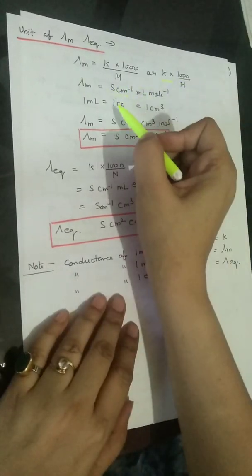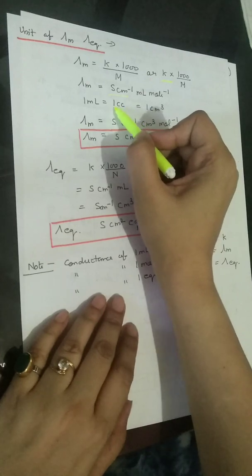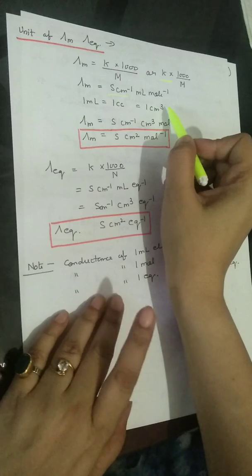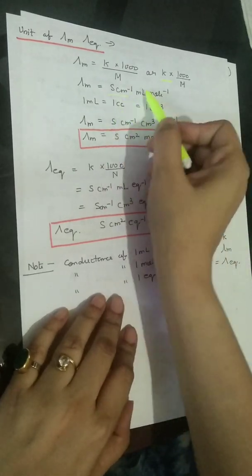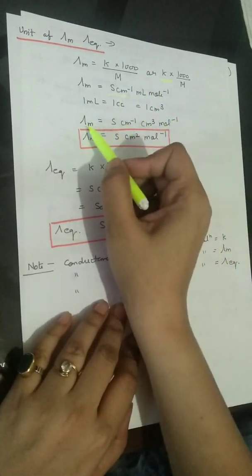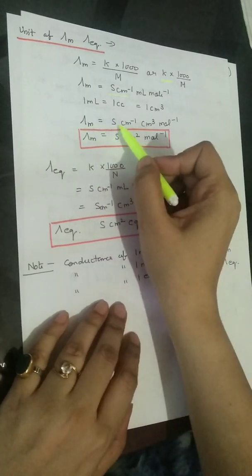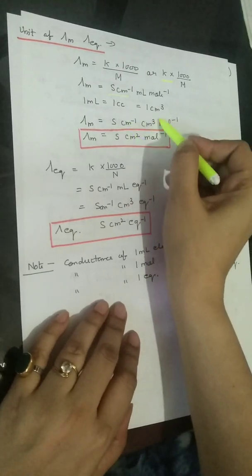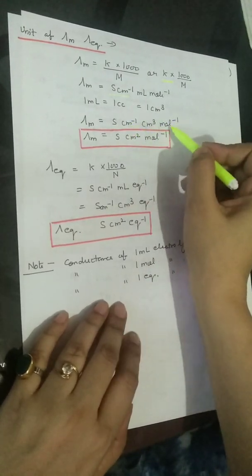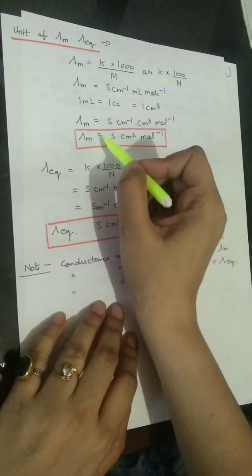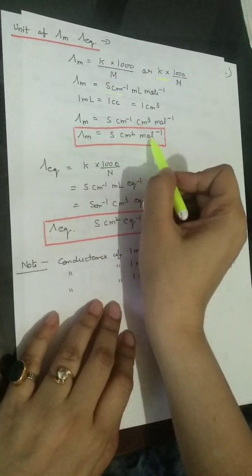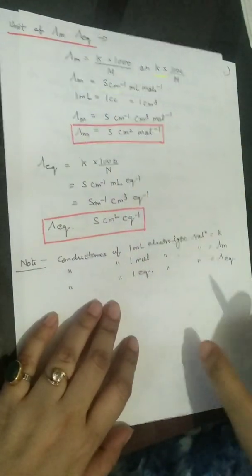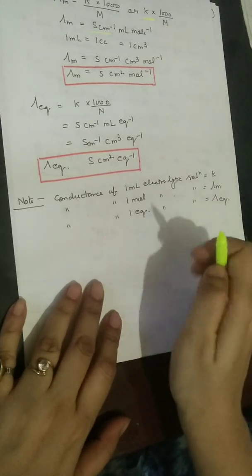Now we know that 1 ml is equal to 1 cc, and 1 cc is equal to 1 centimeter cube. So we replace 1 ml by centimeter cube. Molar conductance will be Siemens centimeter inverse times centimeter cube times mole inverse. The centimeter is deducted because of minus one and plus three, so molar conductance will be Siemens centimeter square mole inverse. This is the unit of molar conductance.